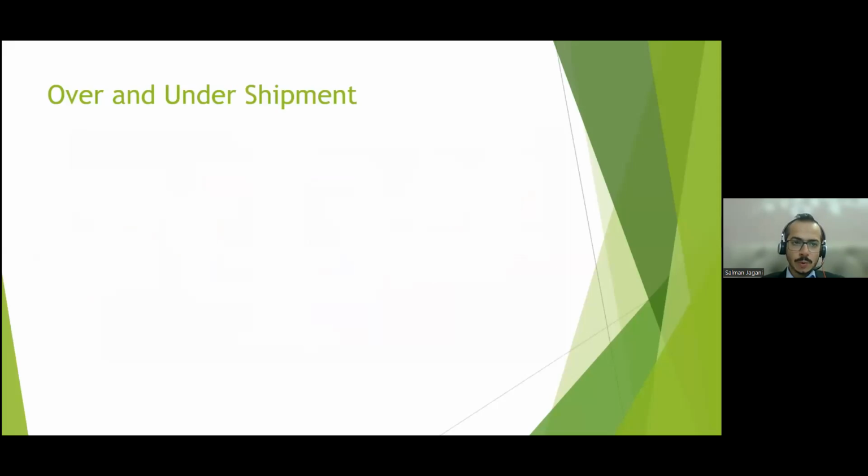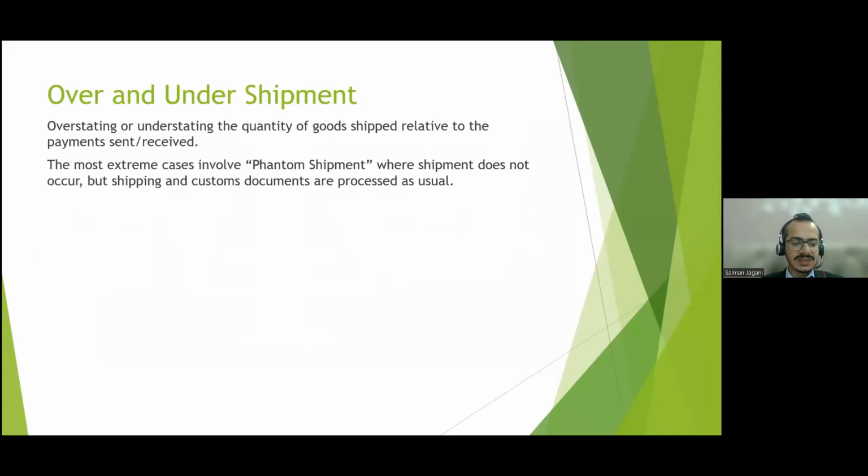Now we come to over and under shipment. Basically, over and under shipment is the misrepresentation of the quantity of goods. This technique involves overstating and understating the quantity of goods. Obviously, something is mentioned in the invoice and something else is mentioned on the other documents given in the trade transaction. In over and under shipment, there is also the concept of phantom shipment, where the trade transaction does not take place at all.